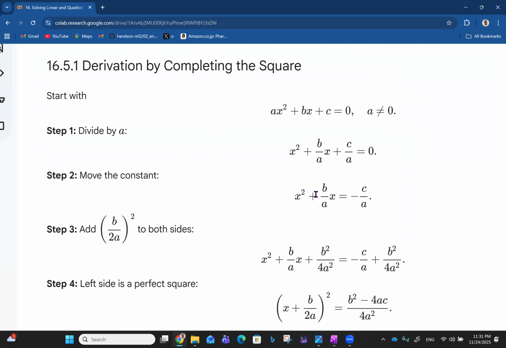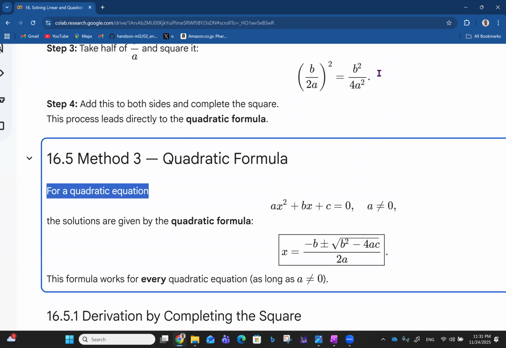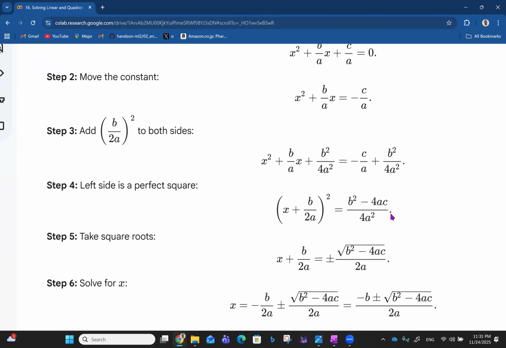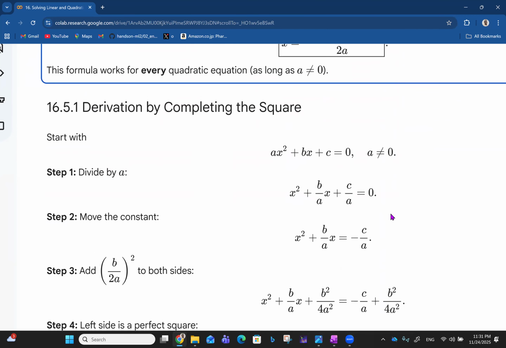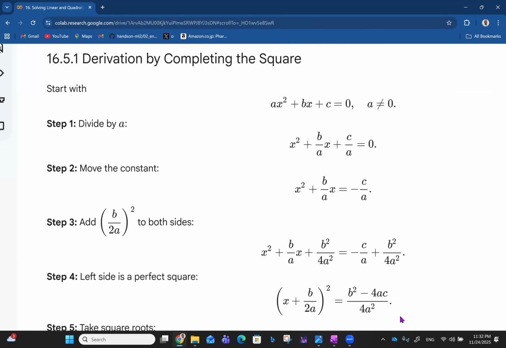Then move the constant. So you have x squared plus b over ax equals minus c over a. Then, to complete the square, take half of b over a, that's b over 2a, then square it. So you have b over 2a squared, which is b squared over 4a squared, like we saw just here. Okay, let me go step by step. So if you add b over 2a squared to both sides, you have x squared plus b over ax plus b squared over 4a squared equals minus c over a plus b squared over 4a squared.